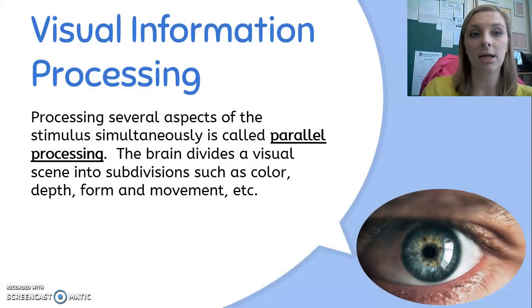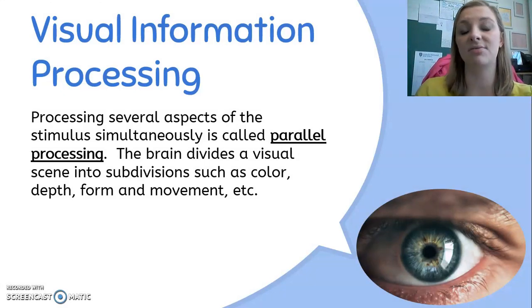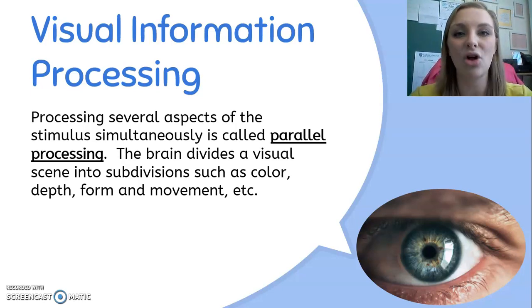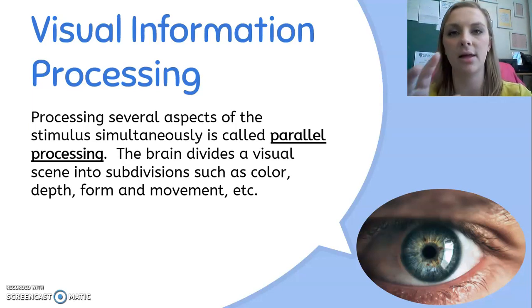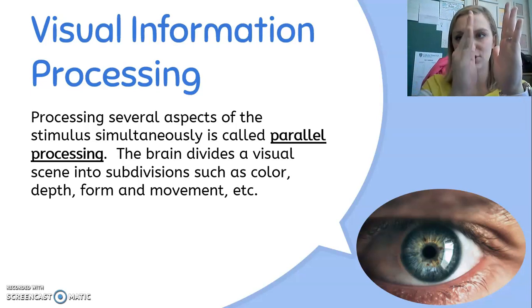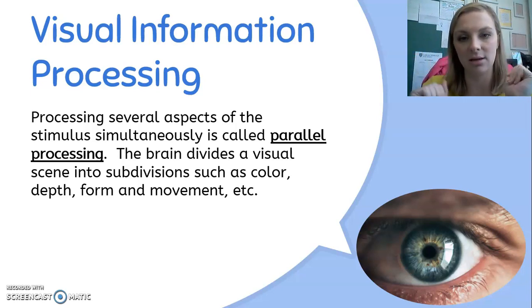The cool thing about feature detectors, though, is that we use these feature detectors simultaneously. So this is called parallel processing. The brain divides information up into color, depth, form, and movement, but we process all of that information at the same time. So when you're looking at an object, you're not just seeing the edge first, then the color, then the movement, right? You're doing it all at once. That's called parallel processing because all of those things are happening in tandem with each other.